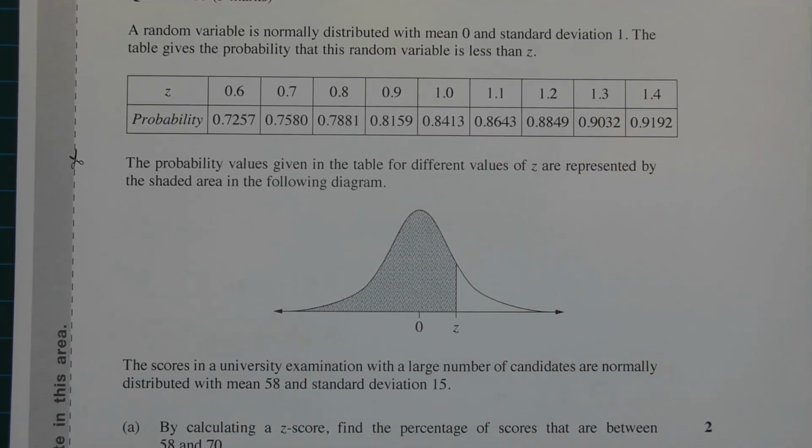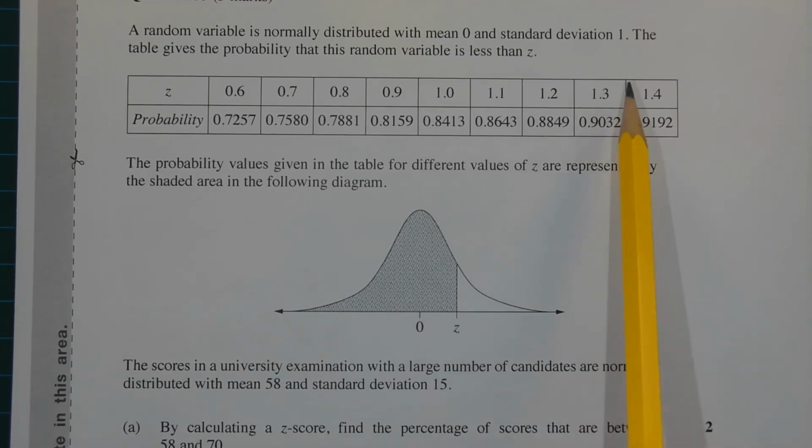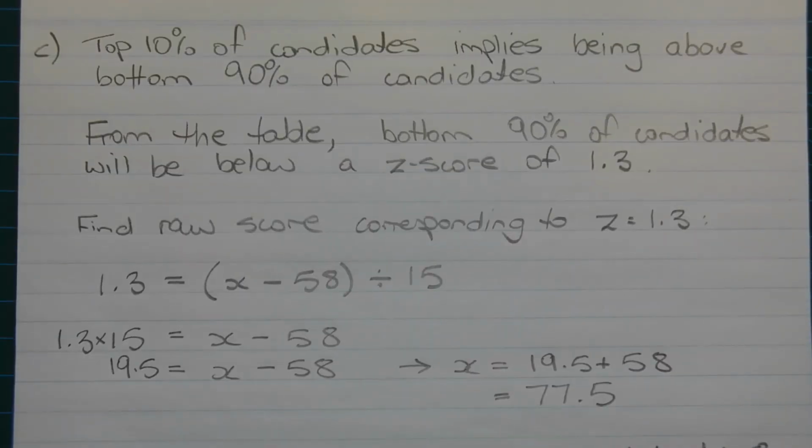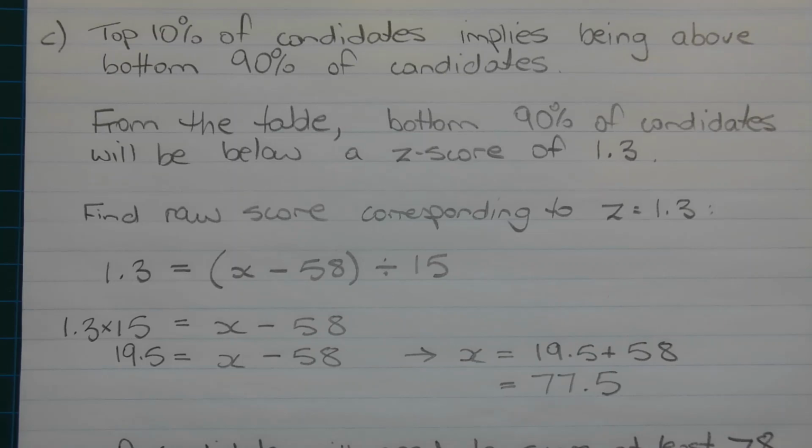So being in the top 10%, a candidate will need to score above a z-score of 1.3. Later on we'll need to convert that z-score into an actual or a raw score. So from the table, the bottom 90% of candidates will be below a z-score of 1.3. Now we need to find the raw score or the actual score that corresponds to a z-score of 1.3. So we need to reverse the z-score formula that we used in Part A.